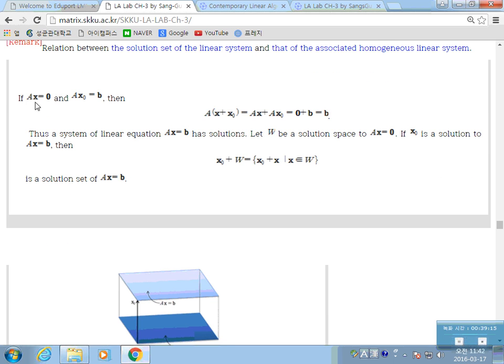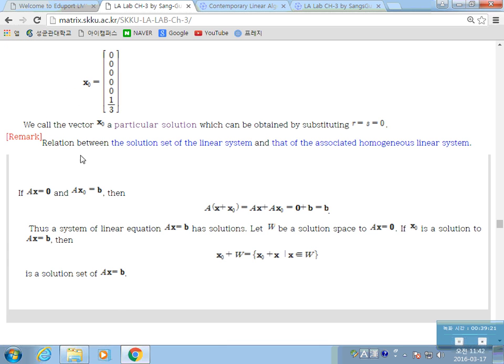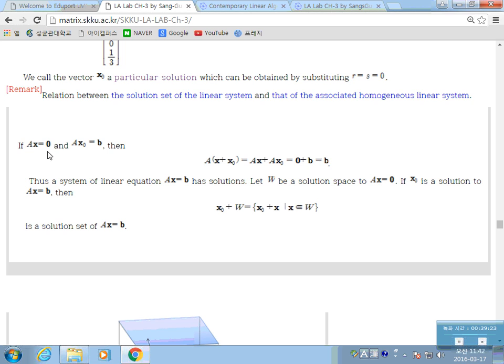So when you have AX is equal to B, you can think about the associated homogeneous system, AX is equal to 0. And you can easily find one solution. How? If you have a linear system of equations, just give the numbers.